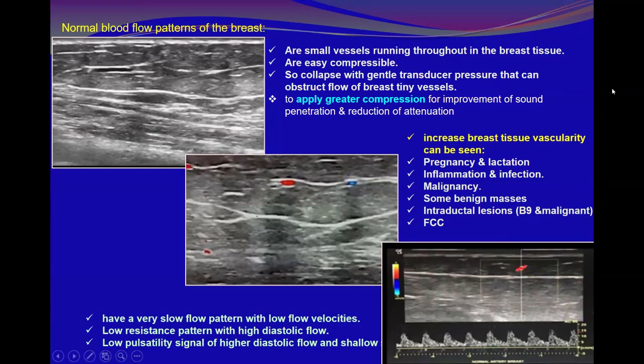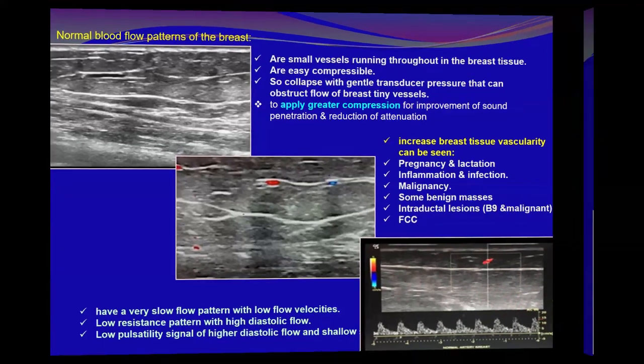Regarding the spectral wave imaging of the breast, as we mentioned, it has a slow velocity. So we have to see a very slow flow pattern with low flow velocities. We cannot see a very high peak systolic velocity; it is a little bit low. It is also a low resistance pattern with high diastolic flow and low pulsatility, and the waveform appears shallow.